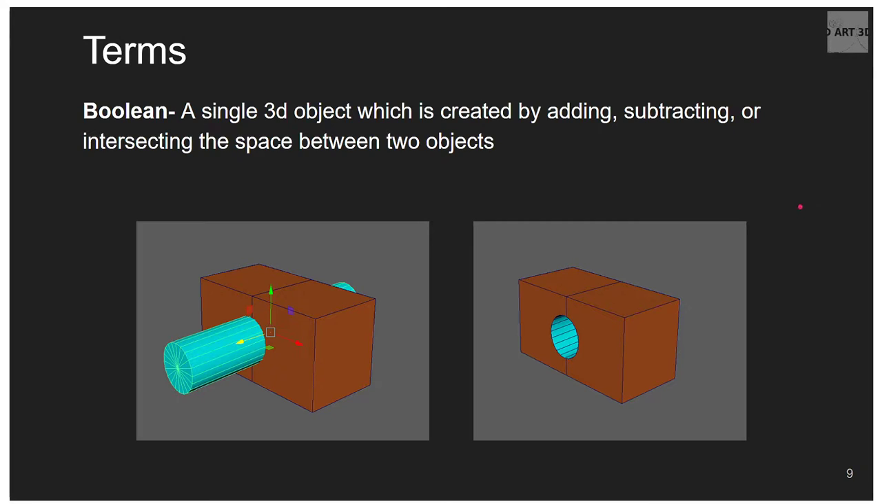All right, so this is operand A subtracted from operand B, which is this, and it leaves us a hole. And you can do different operations. You can combine them, you can merge them, you can intersect them, right? There's a lot of different things you can do with booleans.